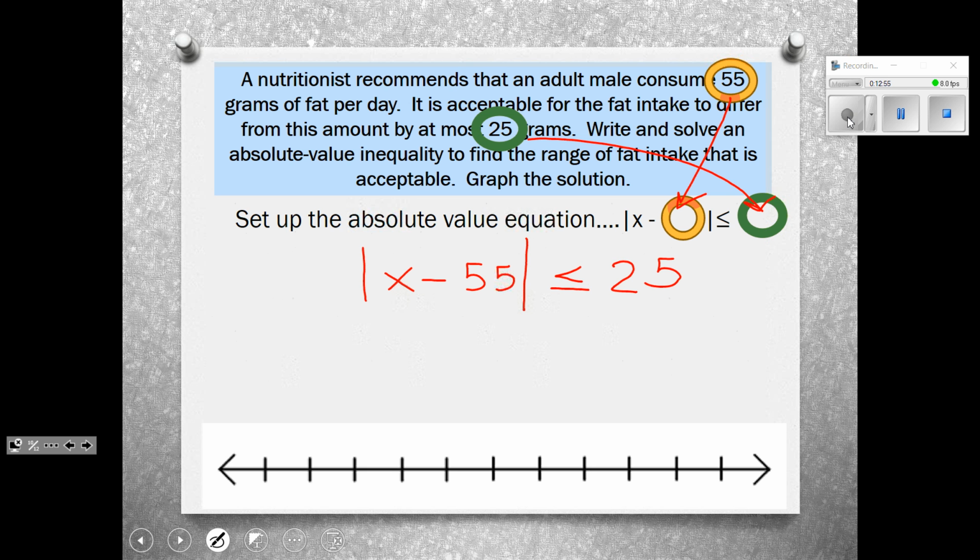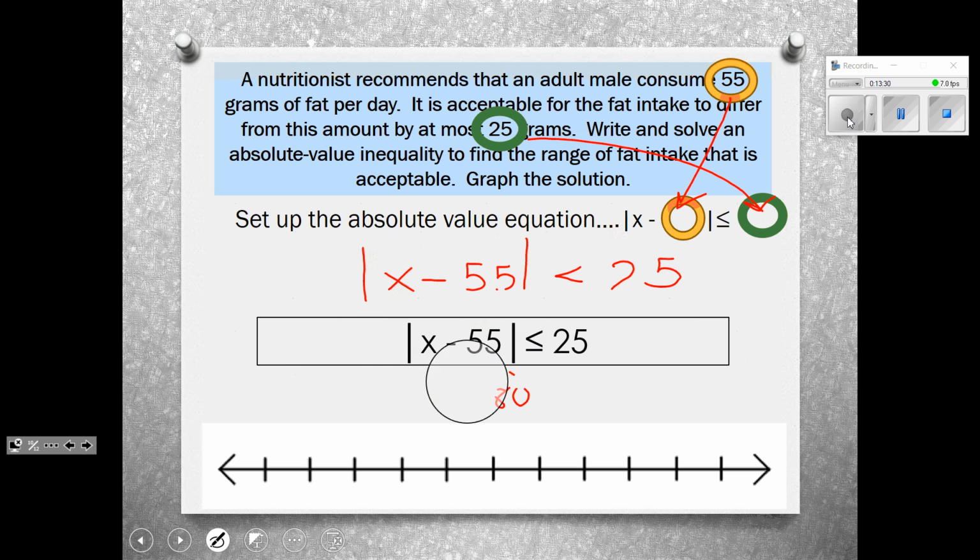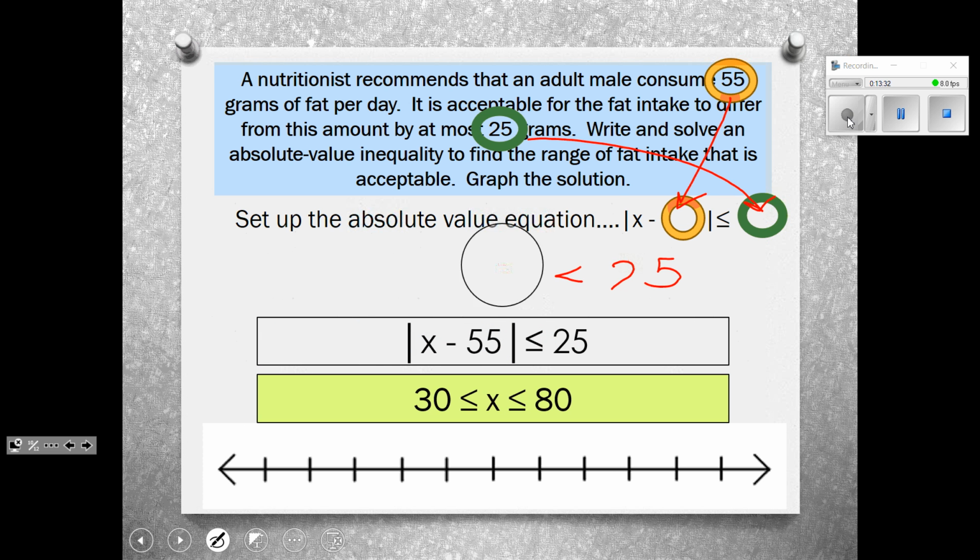Now to solve this, we know it's less than, so we write 2 equations. Here's the first equation. We just copy and paste. We can add the second equation here on the front with a negative 25. X is not by itself in the middle, so we add 55 to all 3 parts. And when we do that, we find out that the acceptable amounts are, let's do a little mental math here, 30 to 80. I think I did that right. 30 to 80, woohoo!